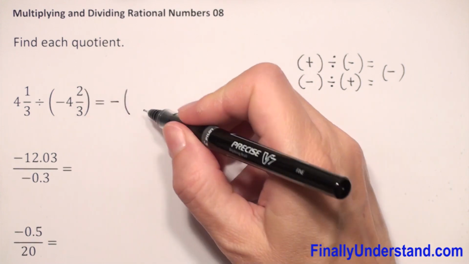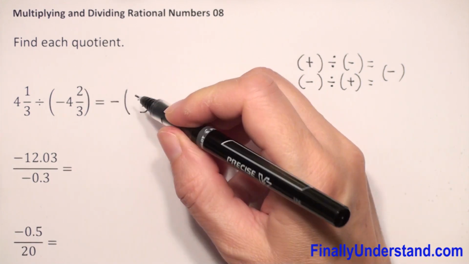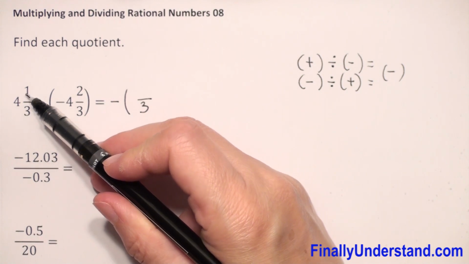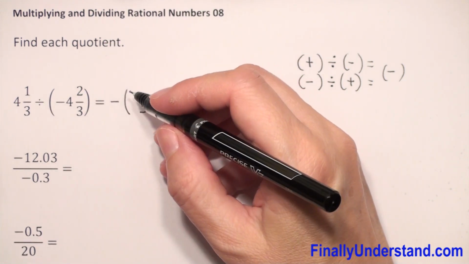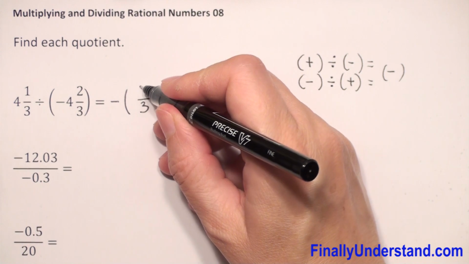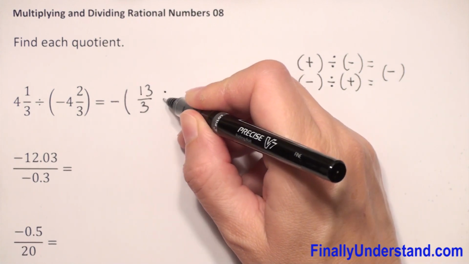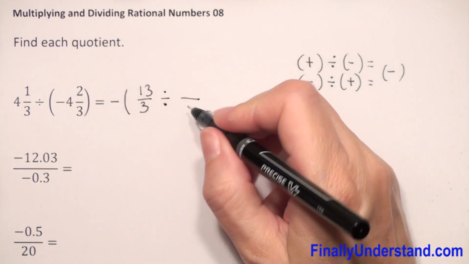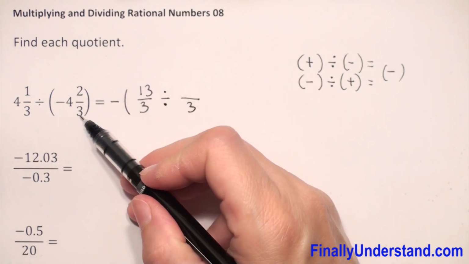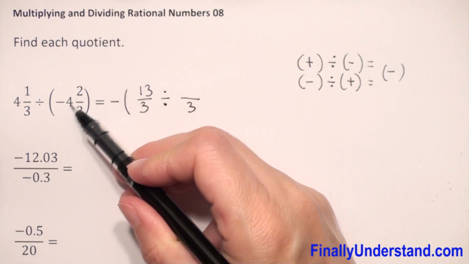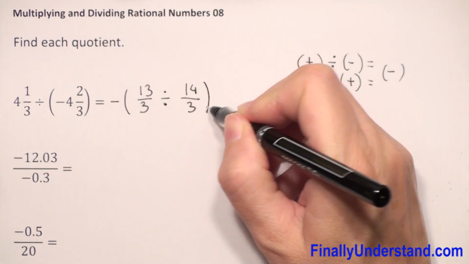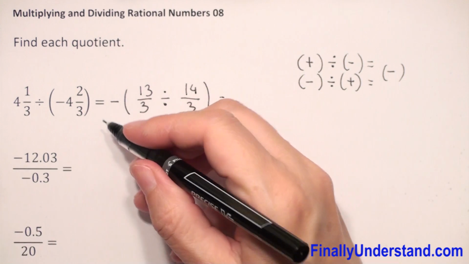How we do this? We copy the numerator and we multiply denominator times whole number plus 1. So 3 times 4 is 12 plus 1 is 13. We copy division sign, and another mixed number, we copy the numerator and we multiply. 3 times 4 is 12 plus 2 is 14. Close parenthesis. So this is equal.